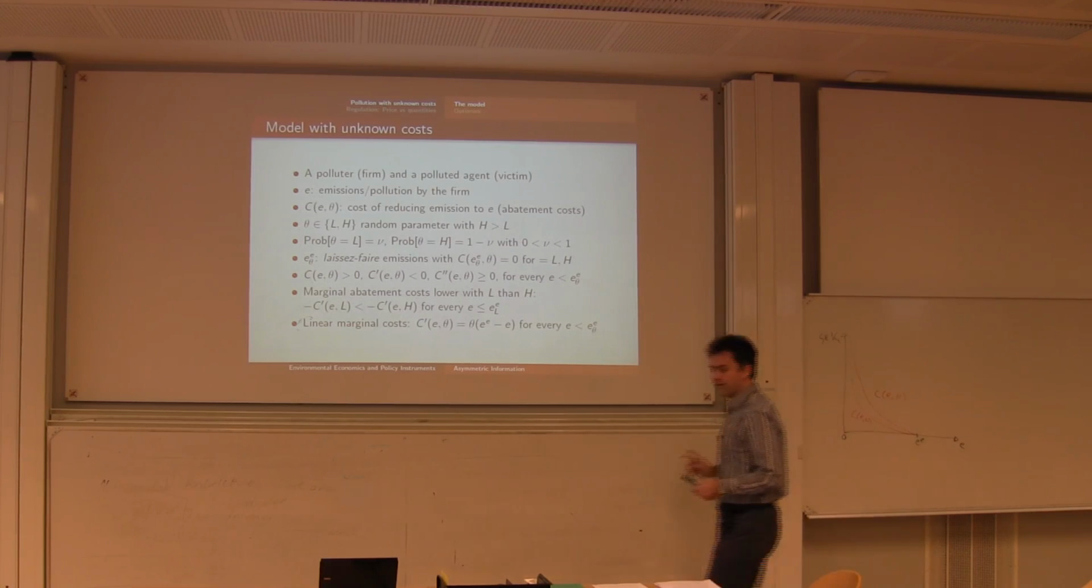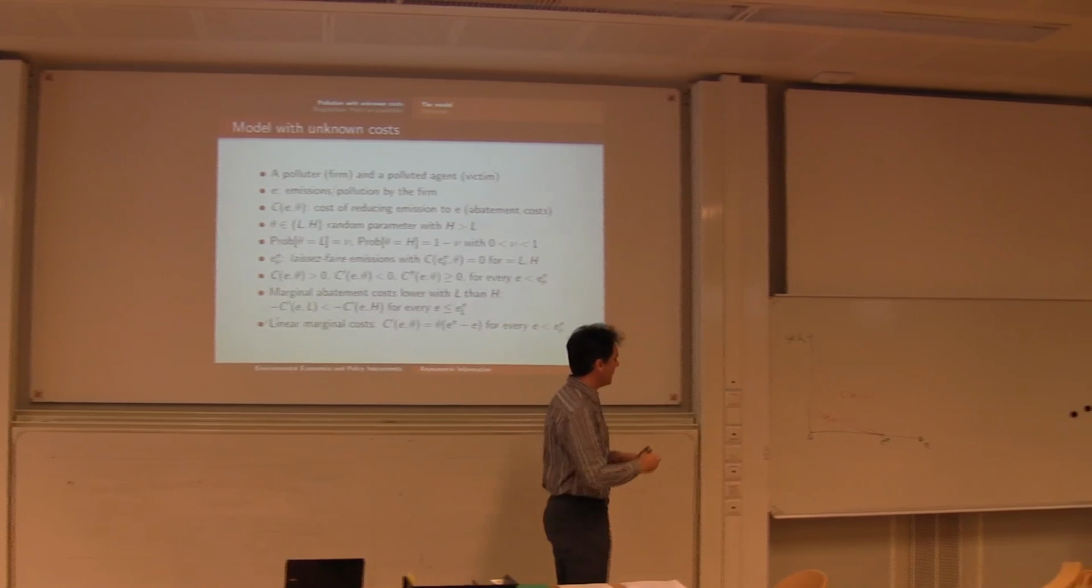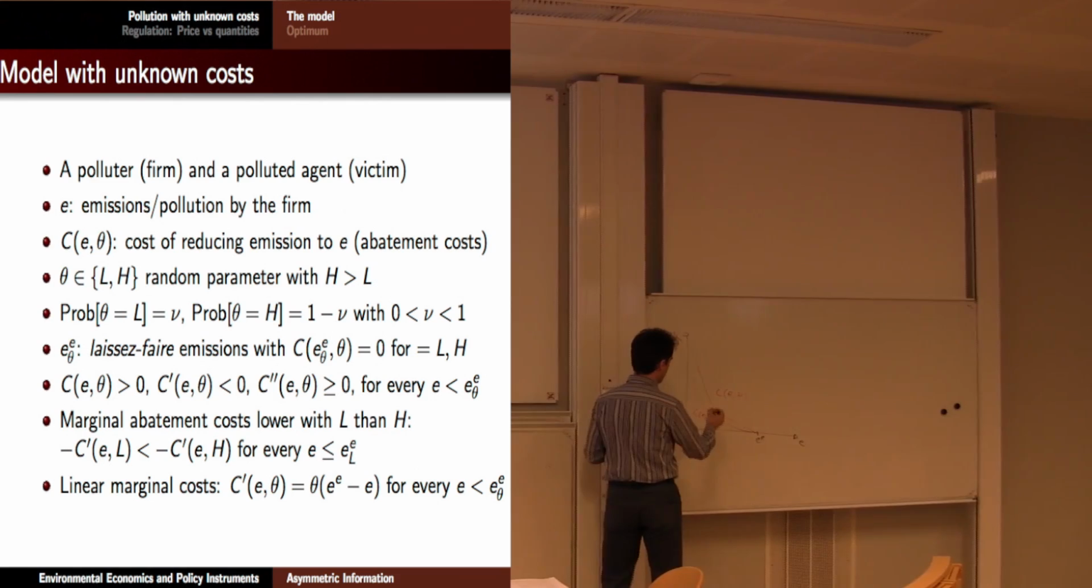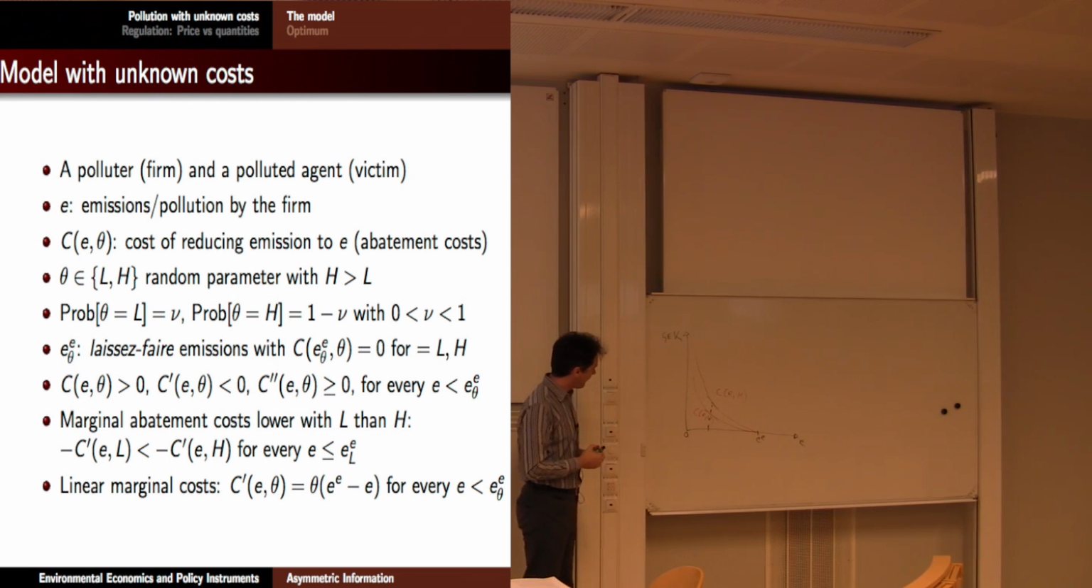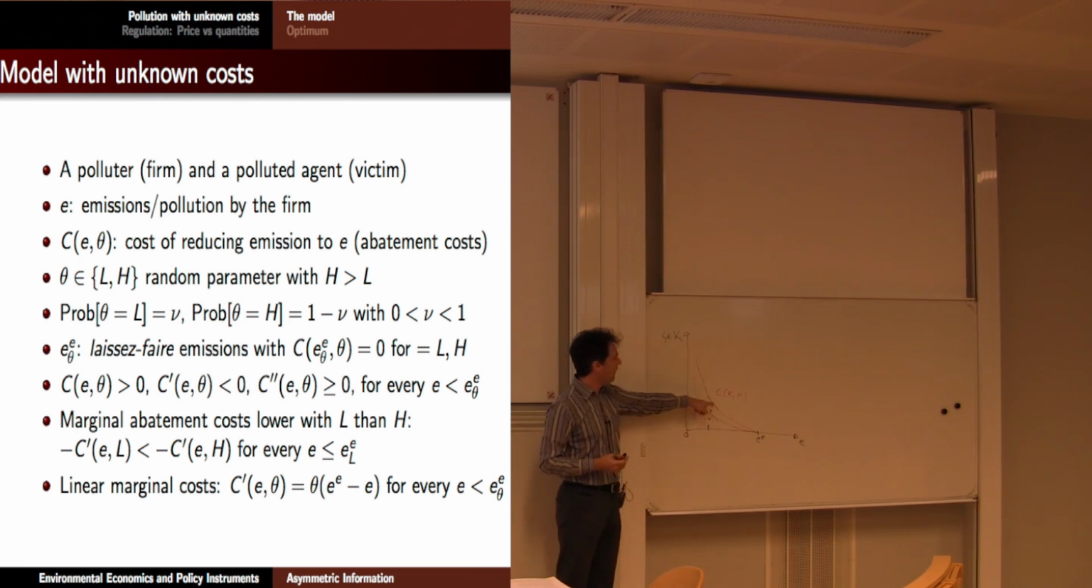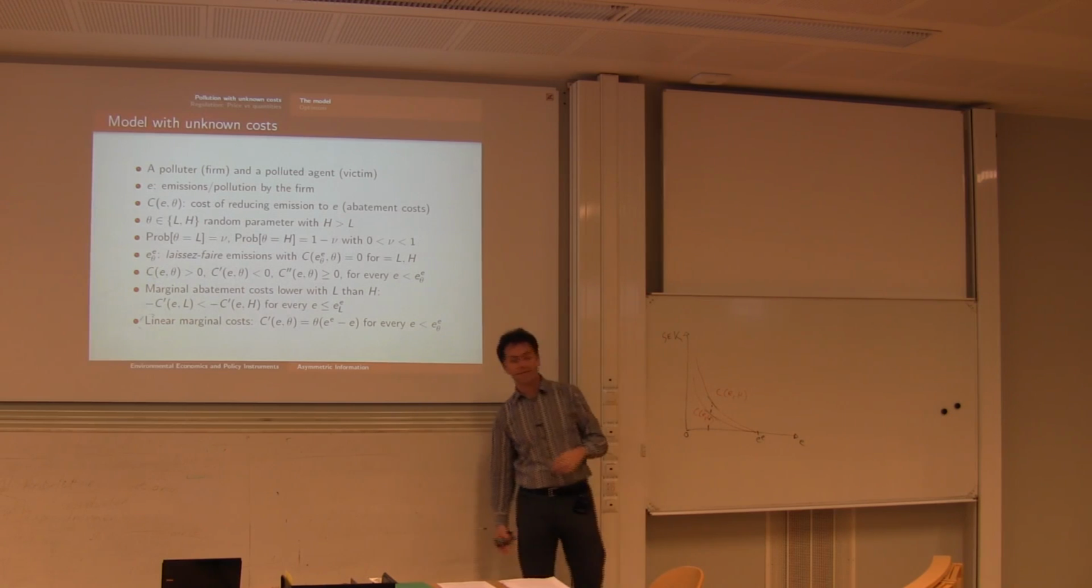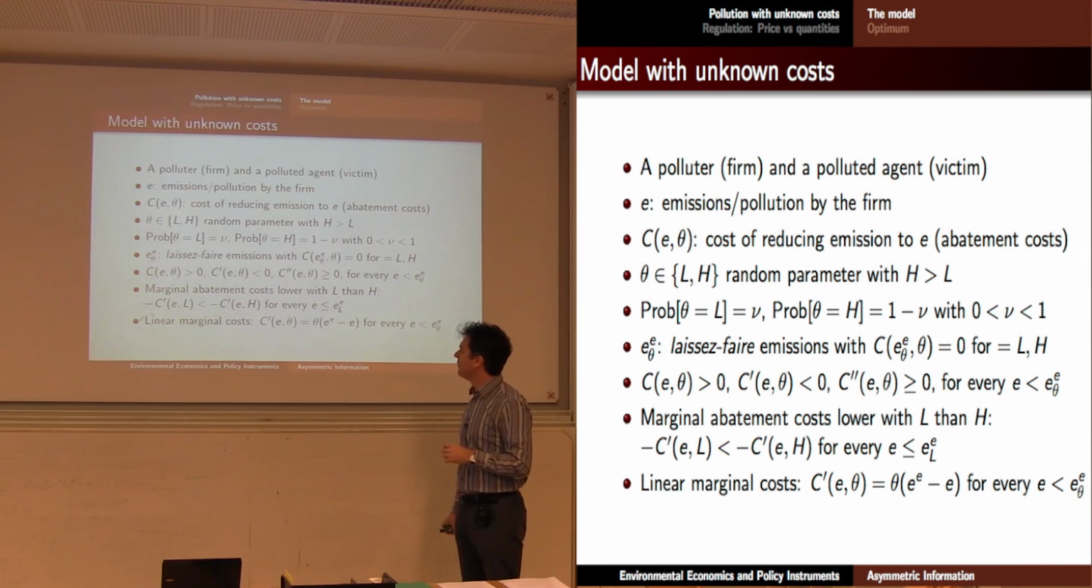So what is important is that you can compare marginal cost. Pick one level of emission. The marginal costs are the slope of this cost function in absolute value, and they are higher for the high-cost firm compared to the low-cost firm. This is important because then you get the so-called single crossing property, which is useful in this model.